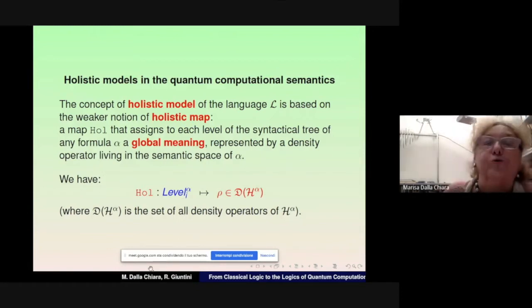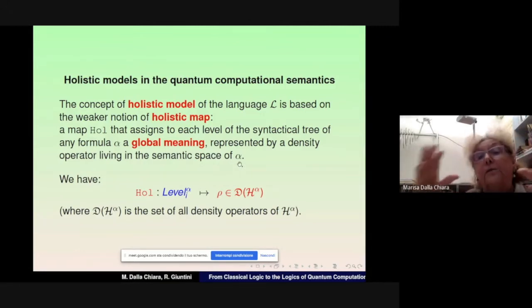Also here, the basic notion is the notion of model, but we will speak here of holistic model, because our semantics is holistic. The concept of holistic model of our quantum computational language, with the connectives that we have seen before, is based on a weaker notion, the notion of holistic map. What is a holistic map? It is a map that assigns to each level of the syntactical tree of any formula alpha of the language a global meaning represented by a density operator living in the semantic space of alpha.